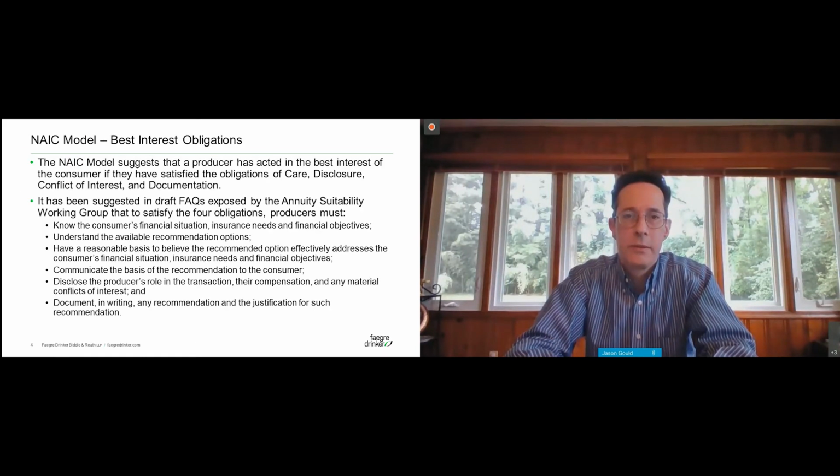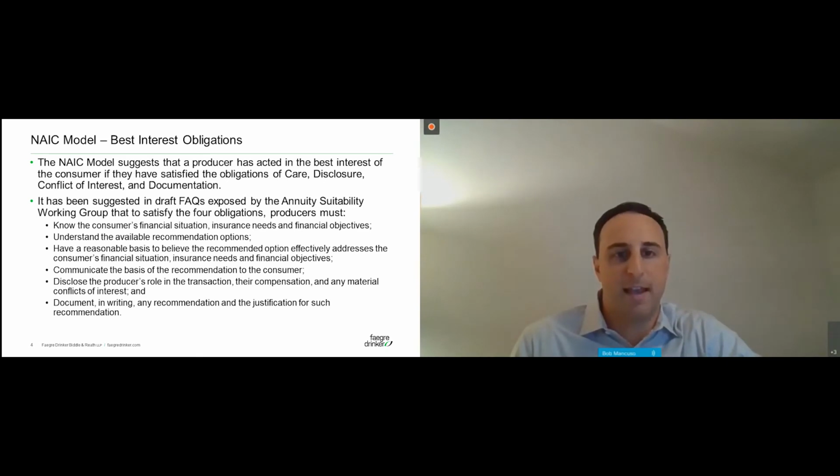Right. So, the NAIC model itself states that a producer has acted in the best interest of the consumer if they've satisfied 4 obligations, and we'll talk more about those in a second. But the first is the care obligation, the second is the disclosure obligation, the third is the conflict obligation, and the fourth is the documentation obligation.